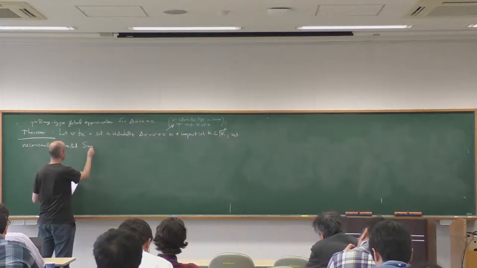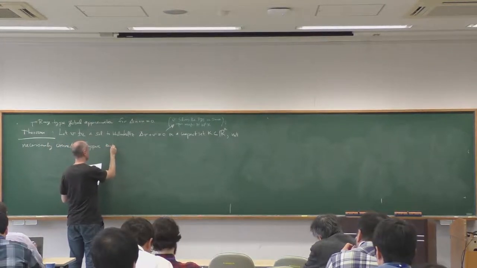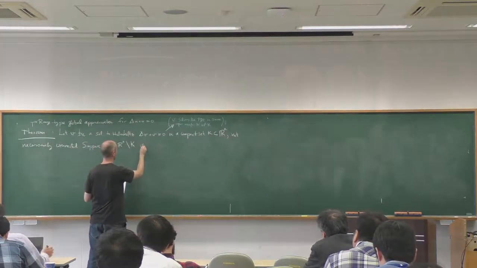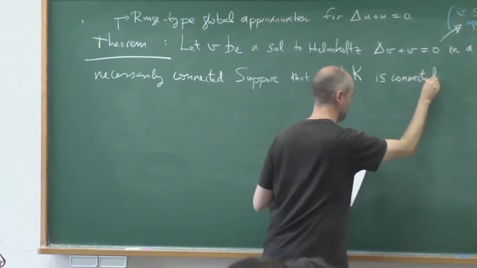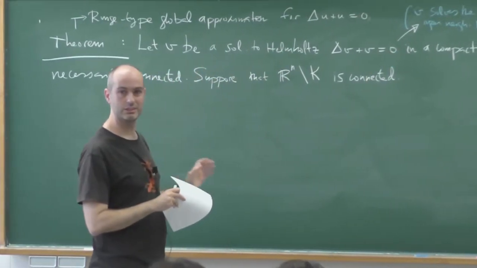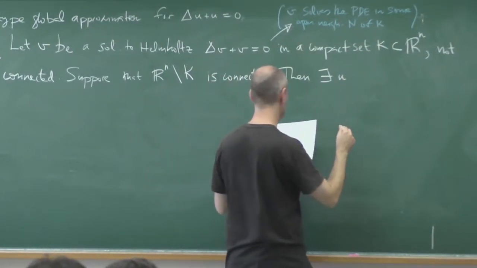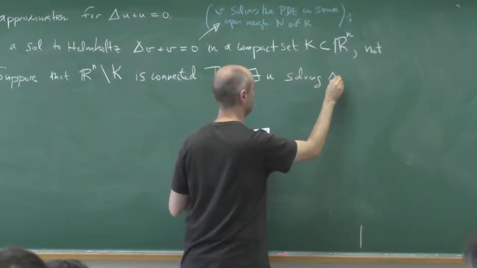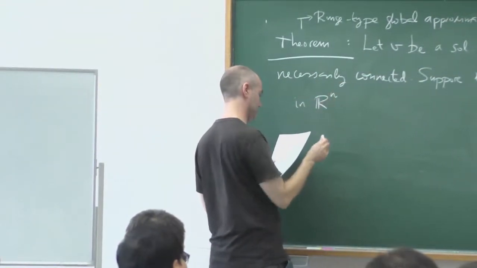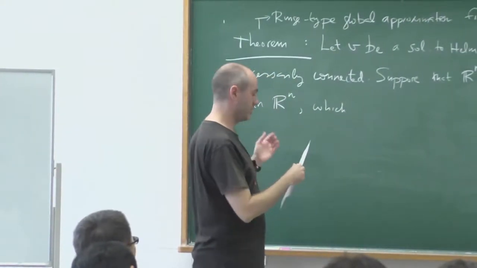Now, there is an important topological condition on the set, which is that, suppose that the complement of K, R^n minus K, is connected. Okay, this is an important assumption for any Runge type theory. I'll tell you why in a couple of minutes. Then, the claim is that there exists a solution U of the Helmholtz equation in Euclidean space, R^n, which actually is not any solution. It's a solution which decays pointwise, which falls off at infinity.